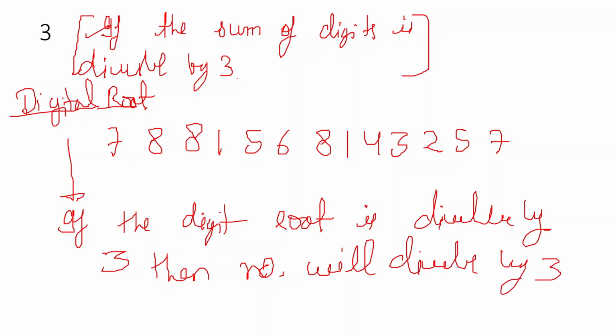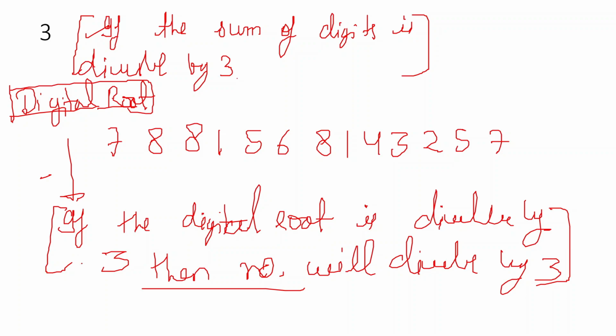In the book you'll get the rule: if the sum of digits is divisible by 3, then the number will be divisible by 3. But now you know what a digital root is, and you know how to find the digital root faster. So using that technique, if the digital root of the number is divisible by 3, then the number will be divisible by 3.